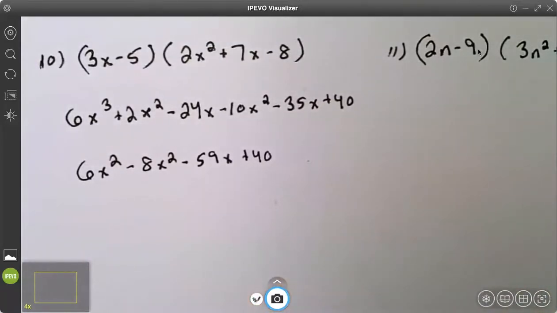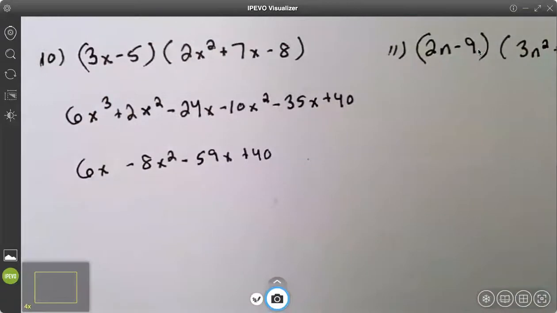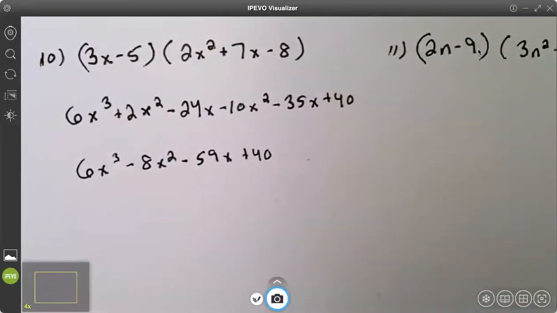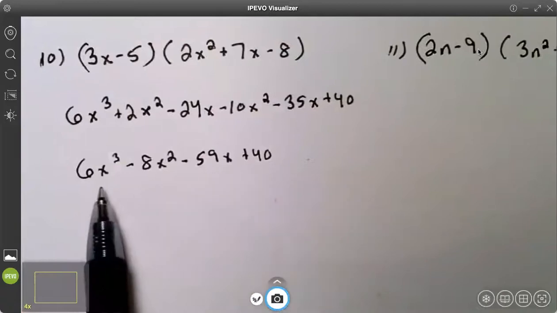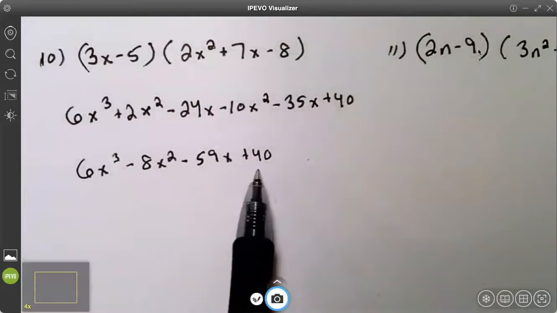So your final answer is a 4-term polynomial, and I wrote that wrong. That is a cube right here, not a square. I wasn't supposed to have like terms there. Sorry, when I brought down that 6x cubed, I miswrote it. I do these on the fly, so if I ever make a mistake, call me on it quickly so I can fix it. So your answer is a 4-term polynomial, 6x cubed, -8x squared, -59x, +40.